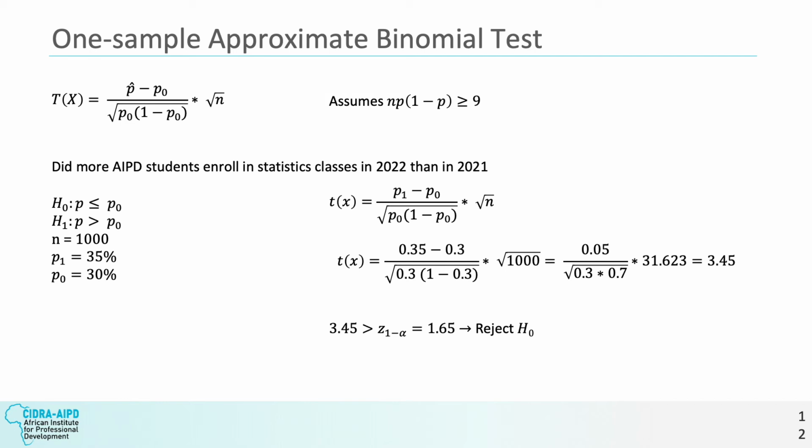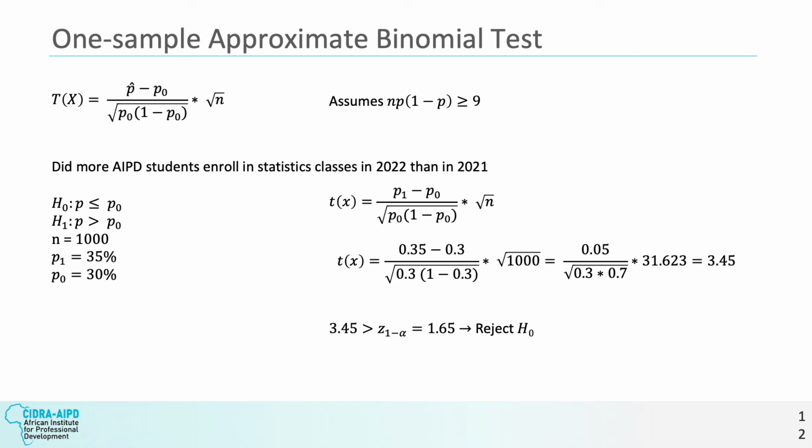So first we'll consider a one-sample problem. Let's say that last year, 30% of AIPD students took at least one statistics class. This year, the statistics department has advertised their class offerings heavily in order to encourage higher enrollment. Now, 35% of AIPD students are enrolled in a statistics class. Is the difference in enrollment percentages a real difference, or is it due to chance?